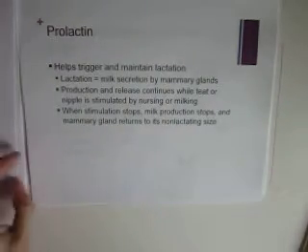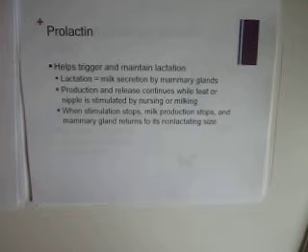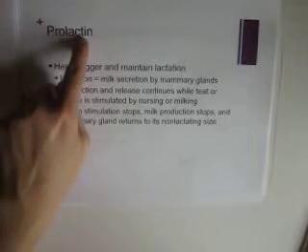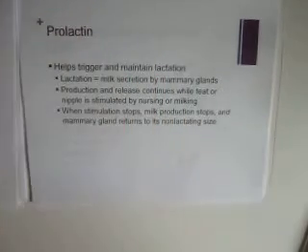Alright, prolactin. Next one on our list here. It helps trigger and maintain lactation. So prolactin, for lactation. The target cell for this one, in the female, is the mammary gland. In the male, there really is no effect, so we don't really need to talk about the males. We just think about women or cows. Lactation is the action: milk secretion by the mammary glands.